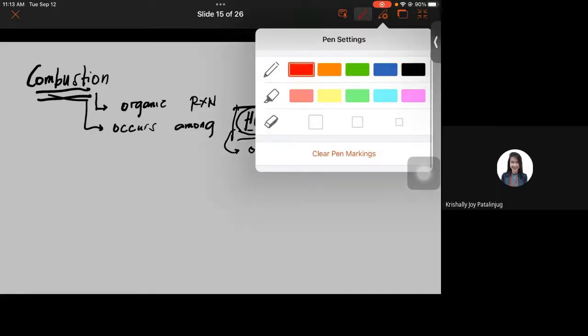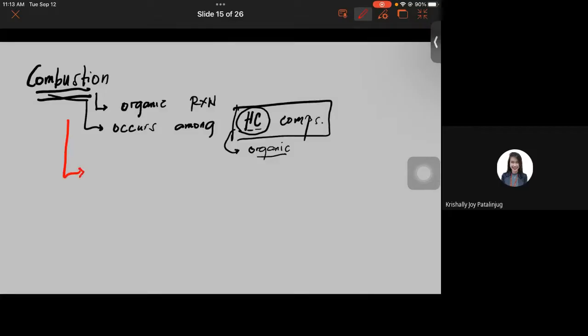So let me give you an example. By the way, combustion, the process uses oxygen gas. Okay, oxygen gas in the reactant side. Okay, so it uses oxygen gas just to break down. It is the chemical reagent needed to cause combustion, to break down a particular hydrocarbon compound.